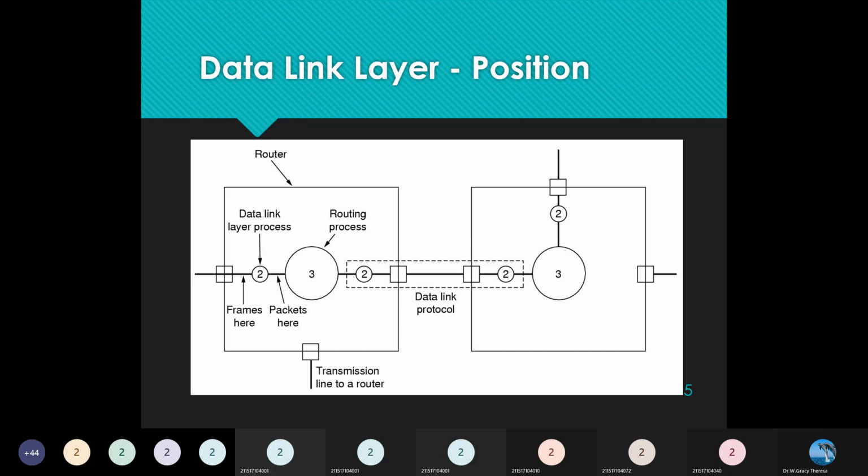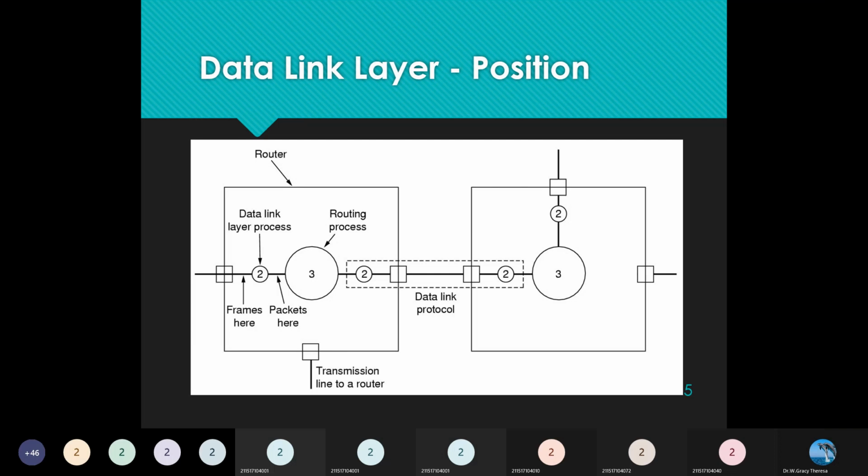And with the help of the data link protocol, the router will forward the data packet to the next node, because the data link layer deals with the direct link between two devices. It moves directly to the next node, again to a router, and from the router it directs to the respective device it wants to communicate with. So this is the data link layer position.